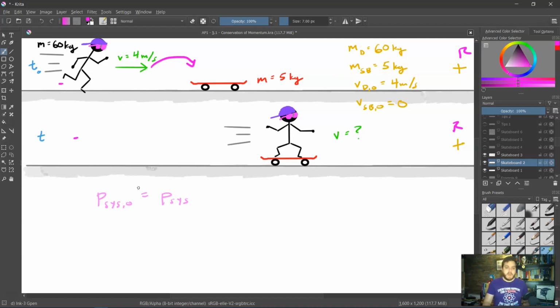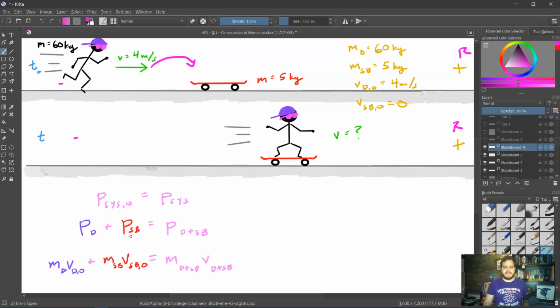So we have the initial momentum of the system has to equal the final momentum of the system. Well, what's our system? Well, it's going to be the dude and the skateboard, and initially we can treat them like two separate objects because they're not moving together. But at the end, we can treat them like a single object because they're moving in tandem. So we can combine them into a single object in the system.